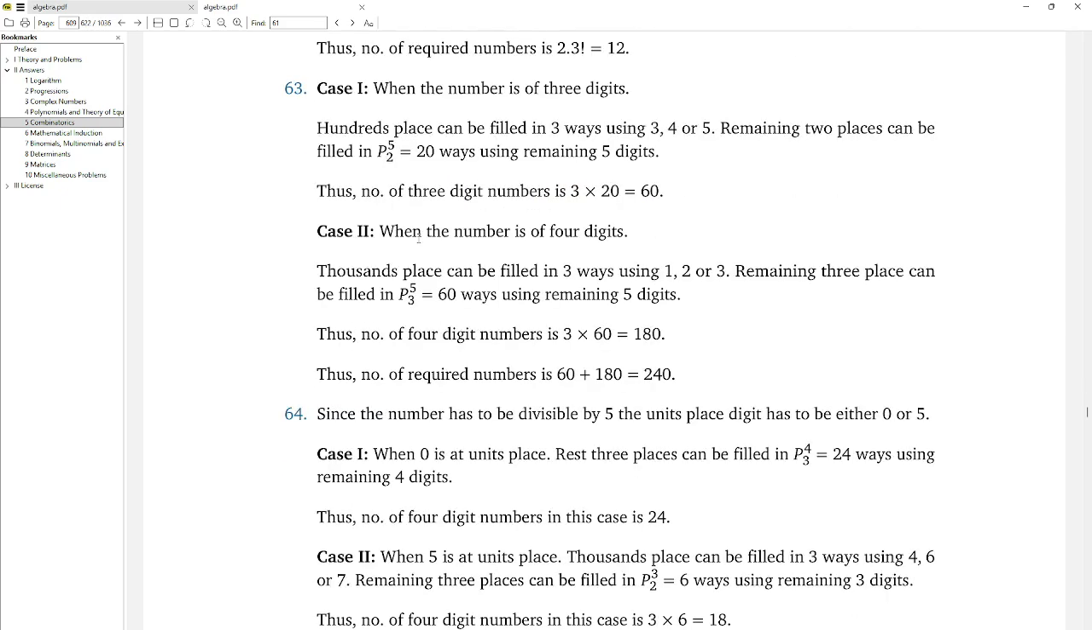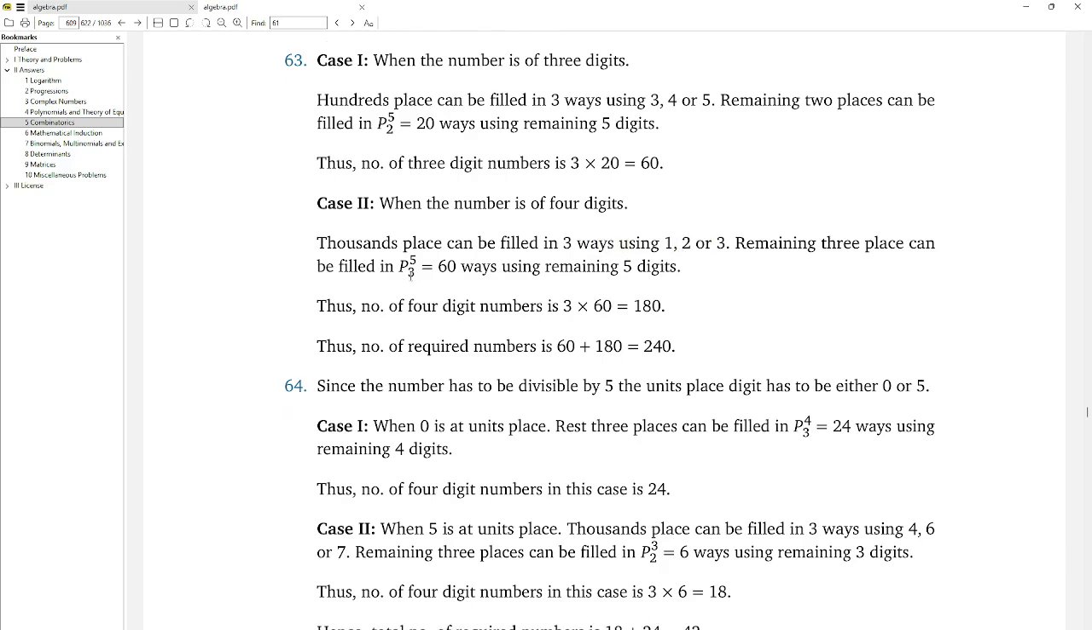The second case would be when the number is of 4 digits. Now it has to be less than 4000, so thousands place can be filled by using 1, 2 or 3. Remaining 3 places can be filled in 5P3, that is 60 ways. The total number of ways in this case would be 3 into 60, that is 180. The total number of required numbers is 60 plus 180, that is 240.